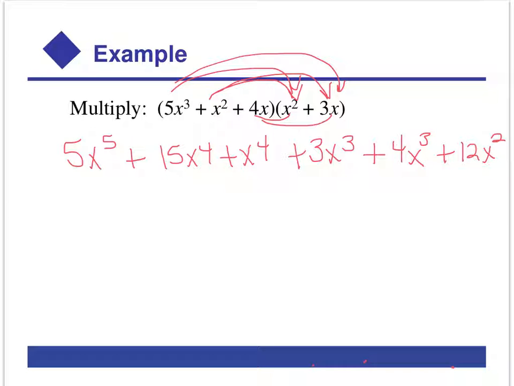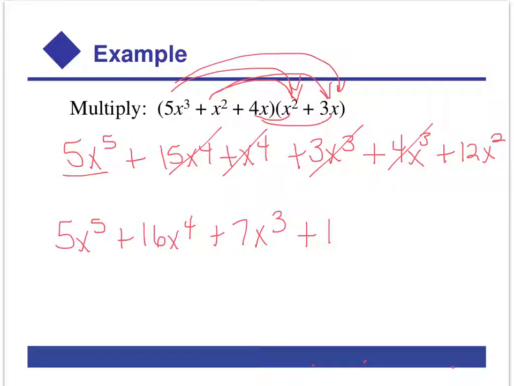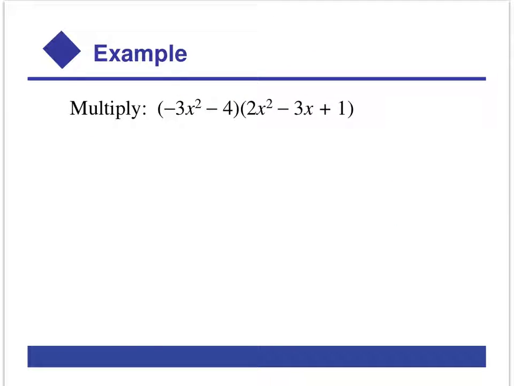So I'm going to go through and gather like terms. So when I do, I get 5x to the 5th. These two will go together, so it gives me 16x to the 4th. Oh, this worked out great. They were in the same order. So then I get 7x to the 3rd, and last but not least, I get 12x squared. And that's your final answer. Alright, we're going to try this again.